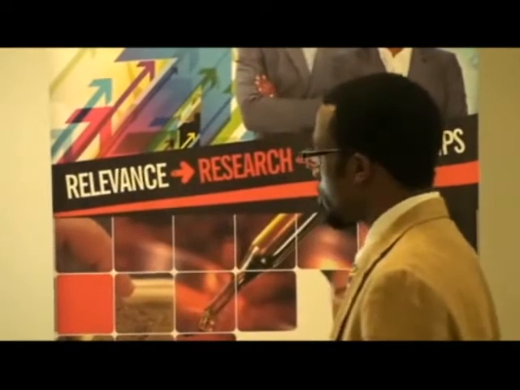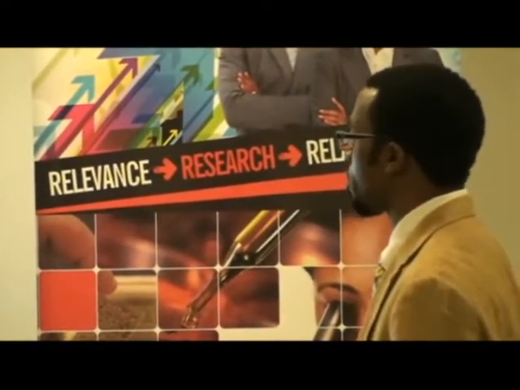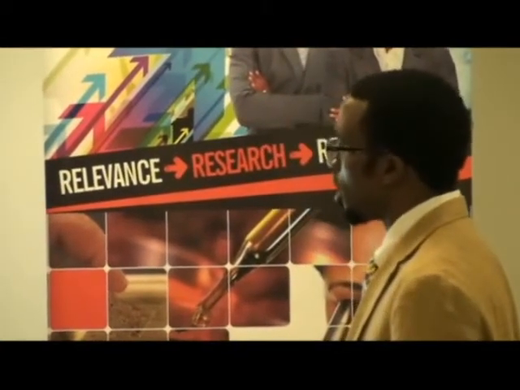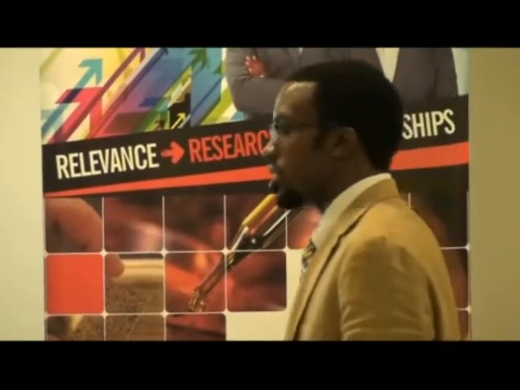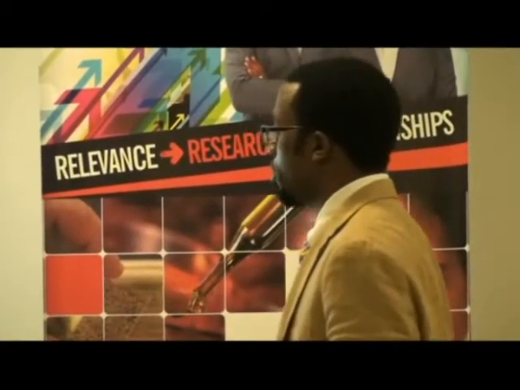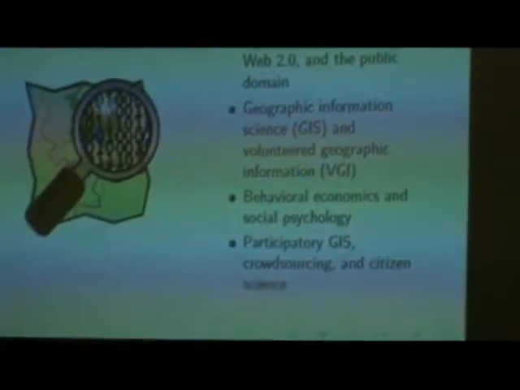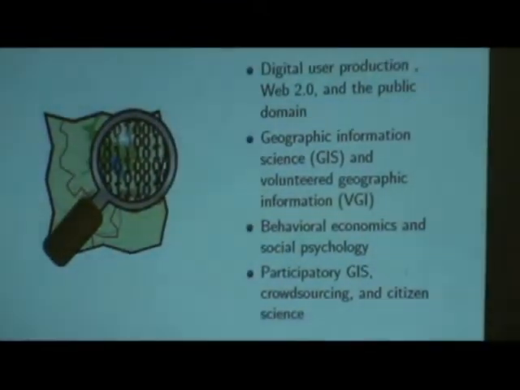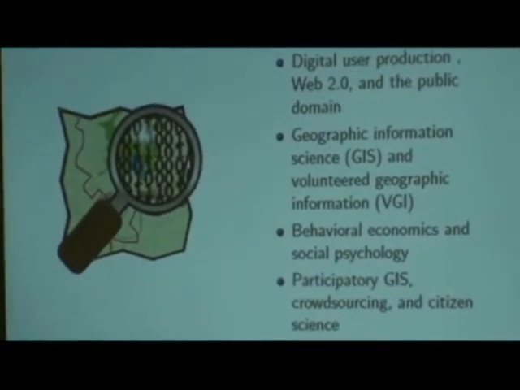This topic is also a confluence of geographic information science and volunteered geographic information, as well as behavioral economics and social psychology. And it also has its application areas in participatory GIS. The topic is mainly concerning crowdsourcing, and crowdsourcing can be seen as kind of an offshoot or actually a part of citizen science.